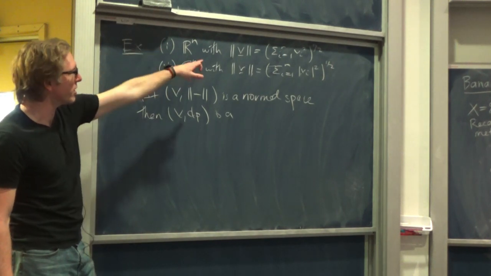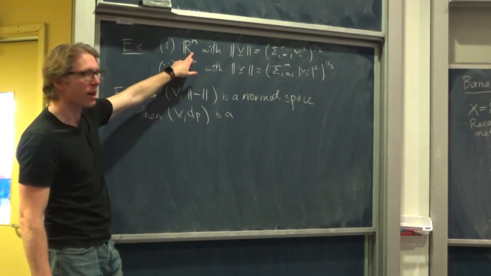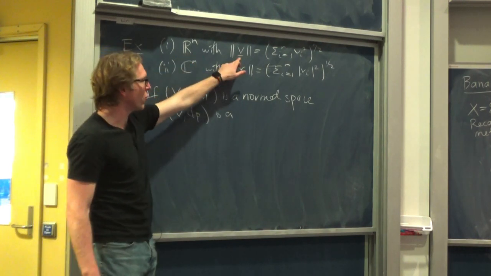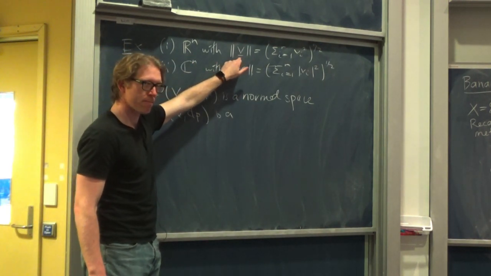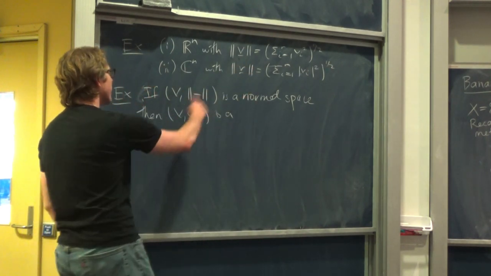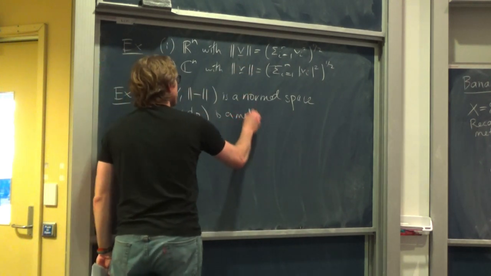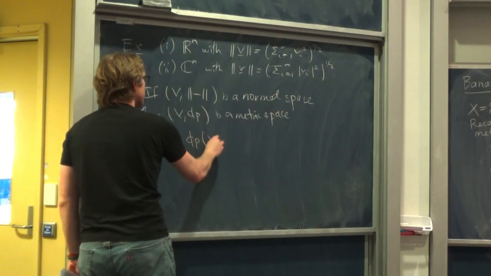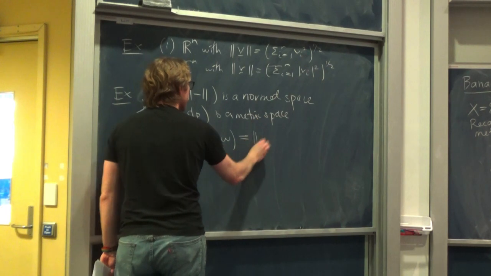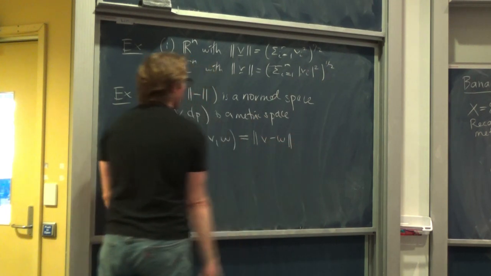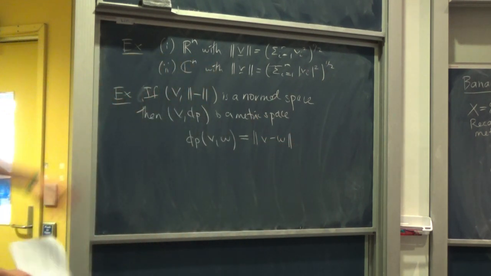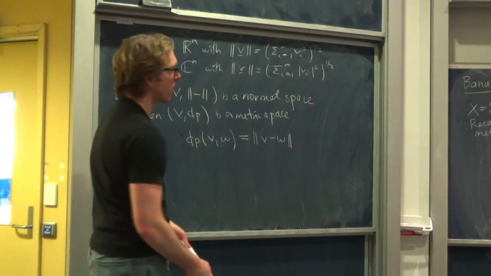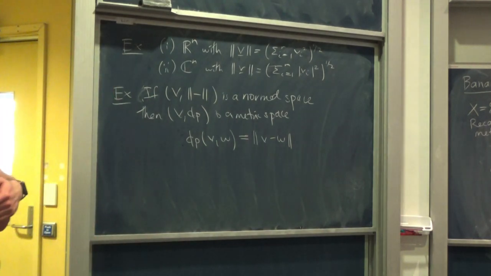In these cases, this gives rise to the D2 metric on Rn, right? If I want to measure the distance between two vectors, I take the norm of their difference. So that's a general construction. If I have a normed space, then I get a metric space where I just declare the distance between two vectors to be the norm, that is the length of their difference. And then it's easy from these axioms to see that this satisfies the requirements to be a metric. Okay, so that's what we're going to do.